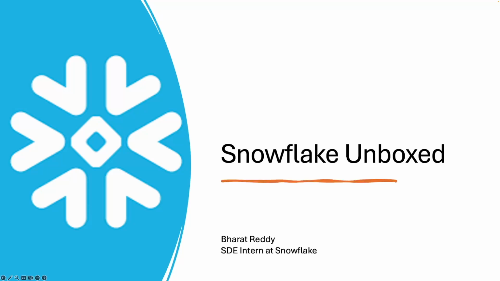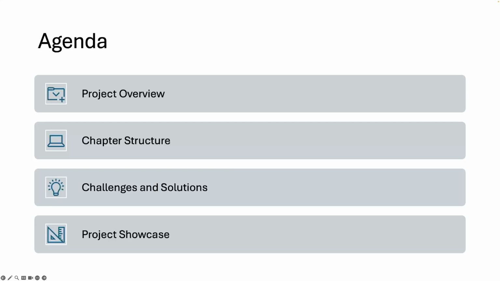So let's get started. Here's a quick look at the agenda for today. We'll start with a brief project overview, highlighting the purpose, goals, and the structure of my project. Then I'll walk you through the chapter structure, showcasing the five comprehensive chapters that form the core of my project. After that, I'll highlight some of the challenges and solutions I've encountered along the way. And finally, I'll give you a quick demo of my project. So let's begin with the project overview.